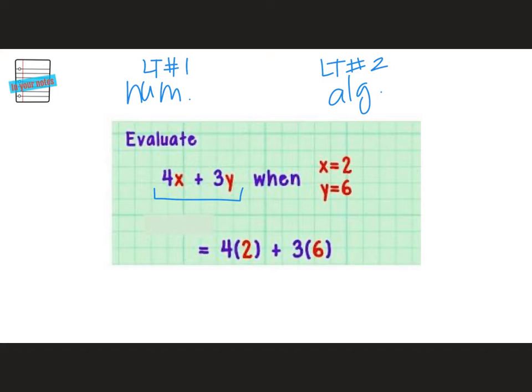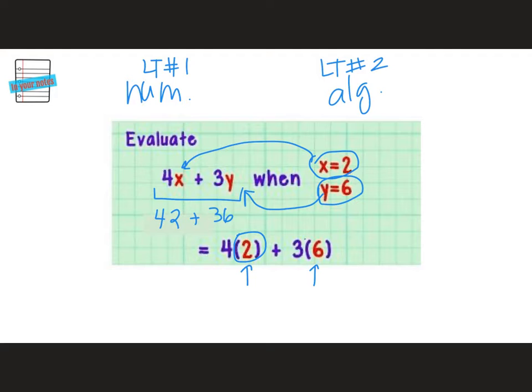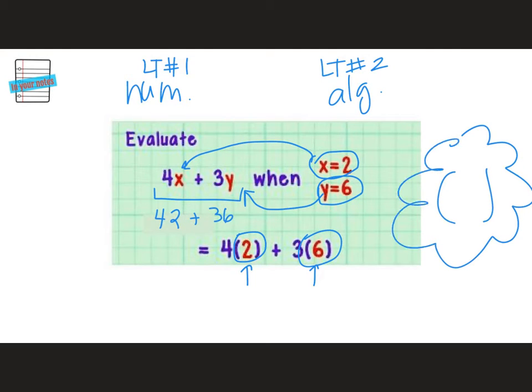So the thing that I want to show here is when we say evaluate, wherever we see x, we're putting in a value of 2, and wherever we see y, we're putting in a value of 6. And notice when we're plugging these things in, we're not just writing 2 in place of our x and 6 in place of our y. We have to use parentheses whenever we plug something in. So that is my reminder before we get started.